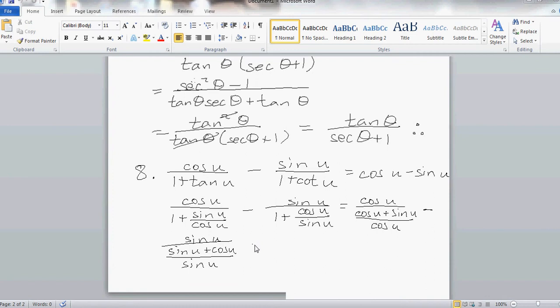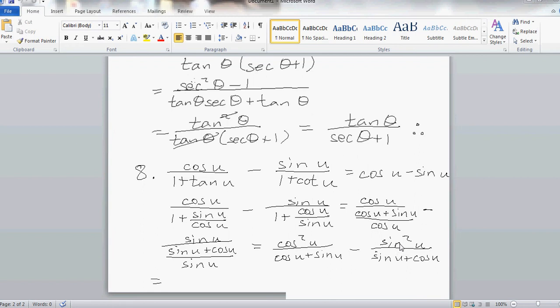Okay, so simplifying this becomes cosine squared of u, cosine u plus sine u, minus sine squared of u, sine u plus cosine u. And realize these are the same denominator, so we should be able to combine these. And realize we will have cosine squared minus sine squared.